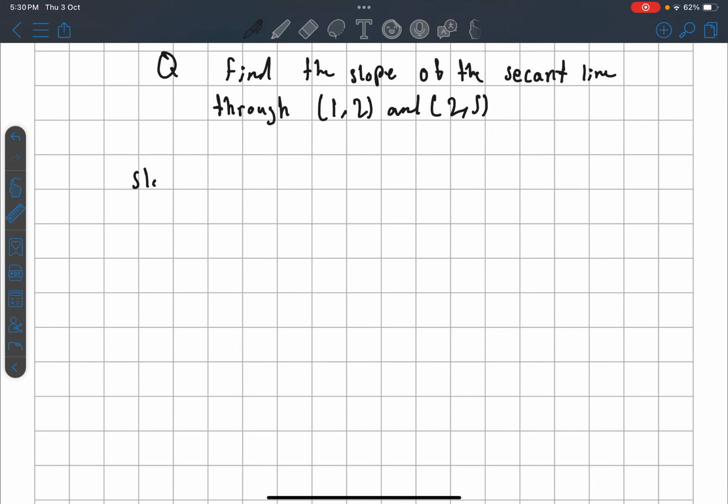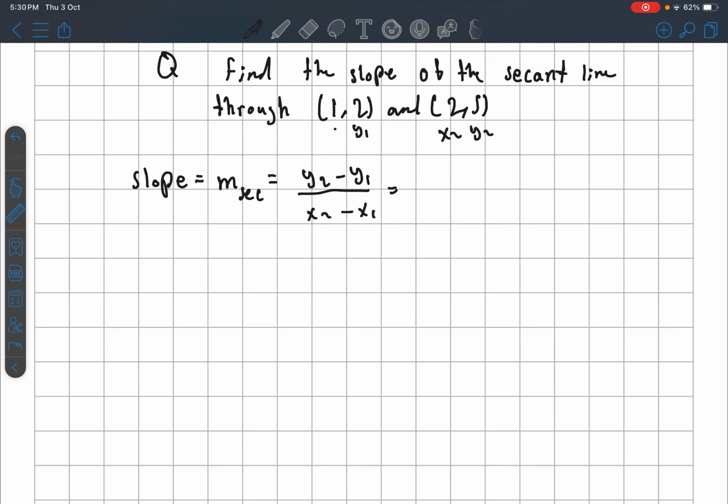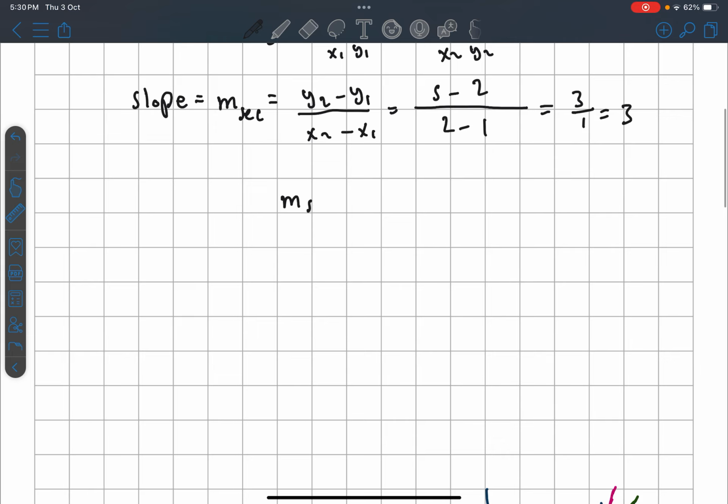Okay, so the slope is m secant equal y2 minus y1 over x2 minus x1. So let's rename this point (1, 2) as x1, y1. So 5 minus 2 over 2 minus 1, 3 over 1, it's equal 3. So the m secant equal 3.